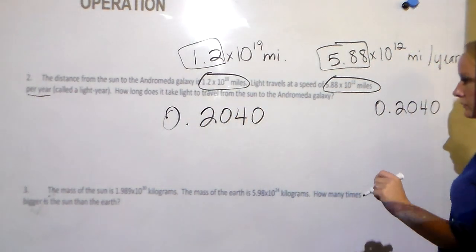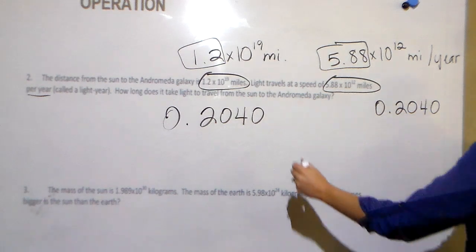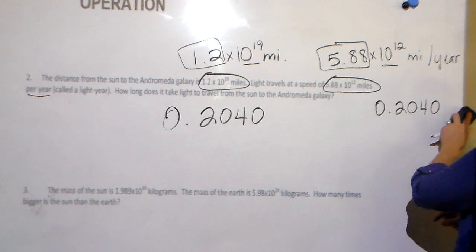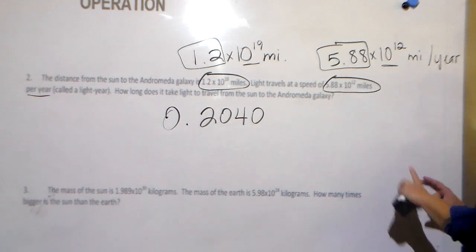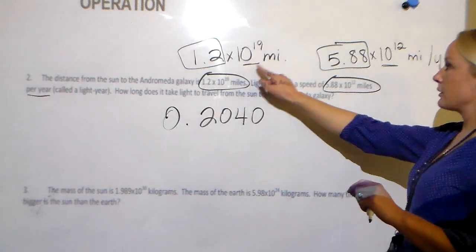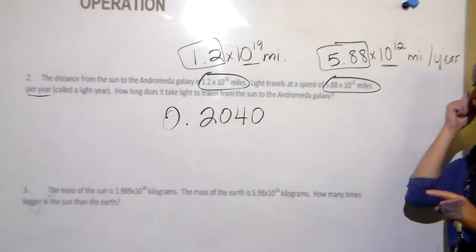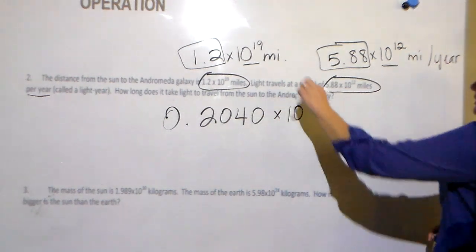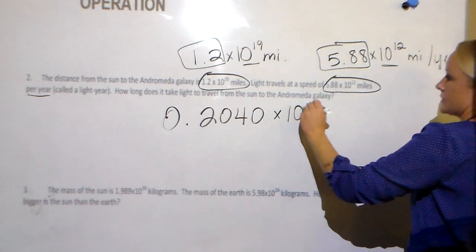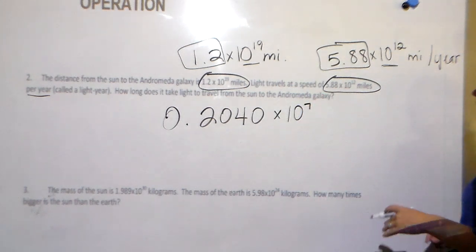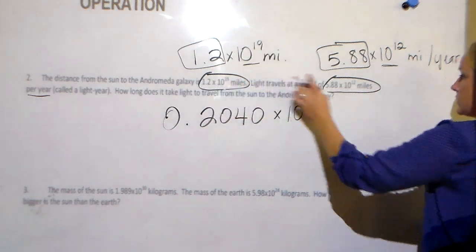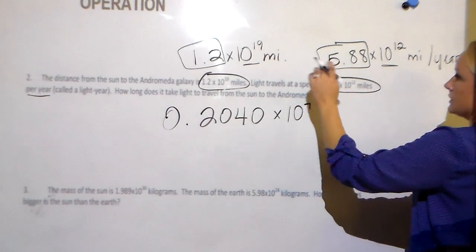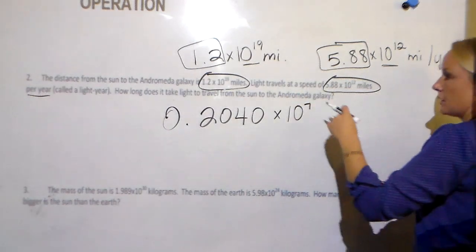0.2040. The scientific notation part deals with my 10 powers. I had 10 to the 19th, and I had 10 to the 12th. I divided. When you divide powers that have the same base, you subtract the exponents. So it's times 10 to the 19 minus 12, which is 7. Again, when I'm dividing scientific notation, and I'm dividing the 10 powers, they have the same base, different exponents, I subtract. This is a good answer.